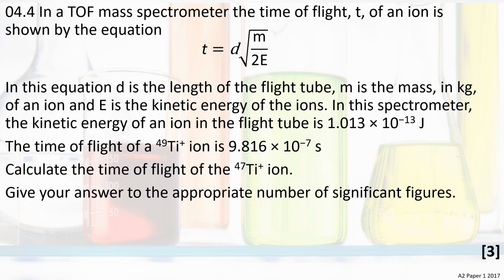In this spectrometer, the kinetic energy of an ion in the flight tube is 1.013 × 10^-13 joules. The time of flight of a Ti-49 ion is 9.816 × 10^-7 seconds. We need to calculate the time of flight of the Ti-47 ion, and we need to give our answer to an appropriate number of significant figures.